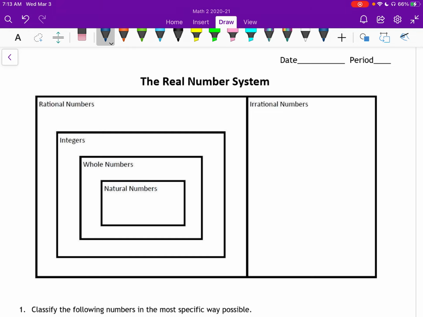What we're going to do here is start at the most specific spot, the natural numbers. They're all the way in the middle. Natural numbers are like the oldest numbers that we have. It's like 1, 2, 3, and so on, right? Whenever you were very little, you probably counted 1, 2, 3, and so on. Next up, whenever you grew up a little bit, you started to count with the number 0. So you had the whole numbers, which are 0, 1, 2, 3, and so on.